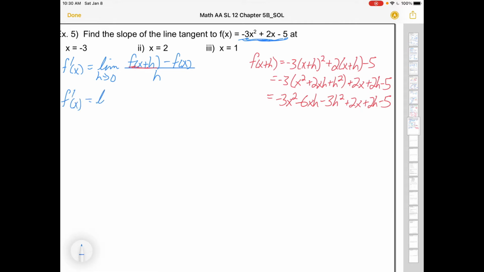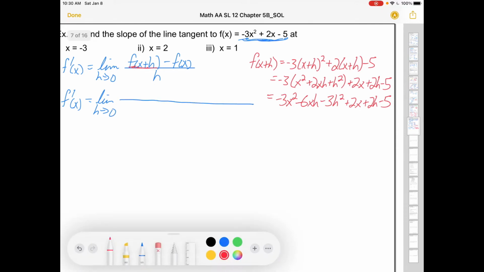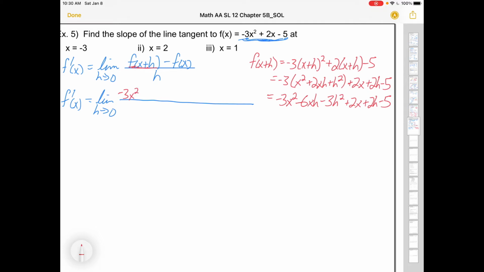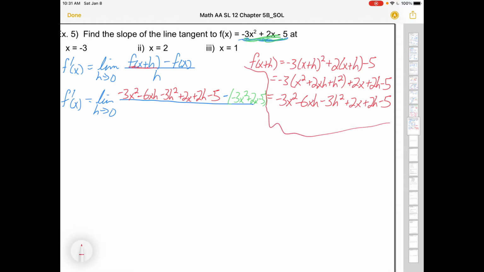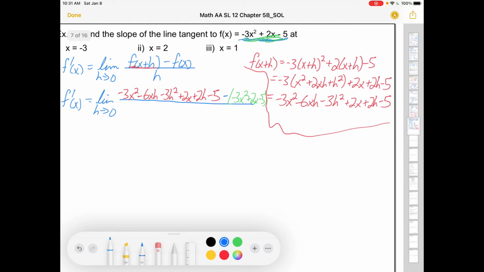So it's going to be the limit as h goes to 0 of that whole mess, the f of x plus h. So that's negative 3x squared minus 6xh minus 3h squared plus 2x plus 2h minus 5. Okay. And then we have to subtract off f of x, which is easier. It's this thing here. I'll put it in green. Minus negative 3x squared plus 2x minus 5. I'm going to put a little line down here to show that these are kind of separate pieces. Okay, and this is all over h.